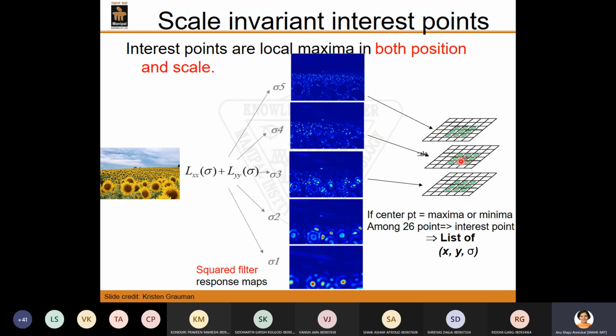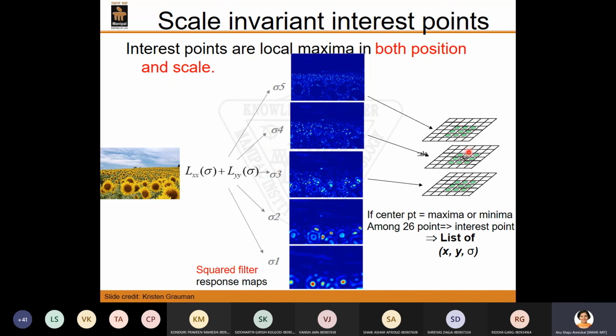So let's say this is the center pixel under consideration. I take a 3 cross 3 neighborhood over here. I also consider the same neighborhood in the scale above as well as the scale below in the output responses. So now I have the center pixel along with 26 neighborhood points. 26, because you have 9 pixels into 3, so that would be 27, one of which is the center pixel itself, right? So there are 26 neighborhood points, and totally it is 27 points.